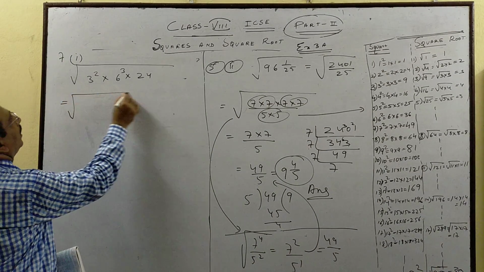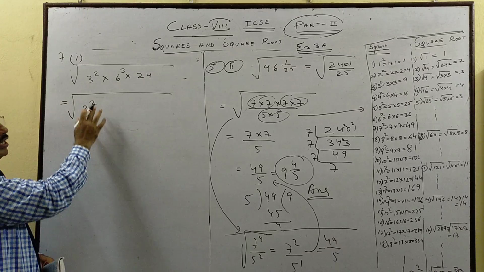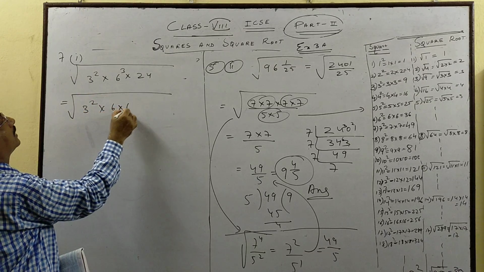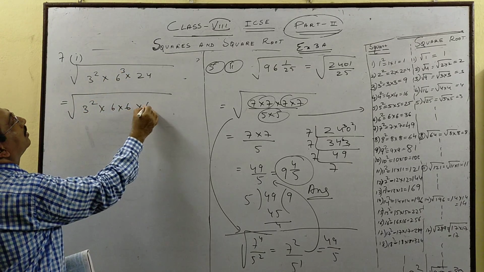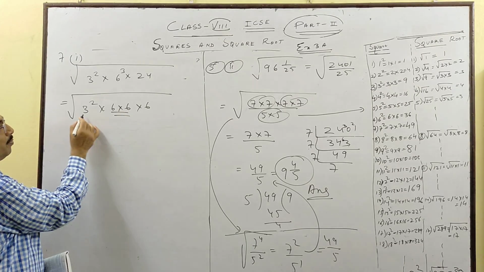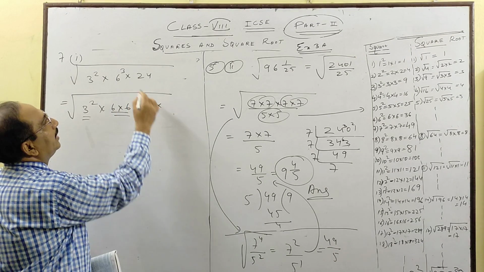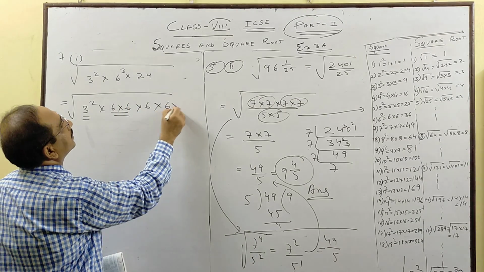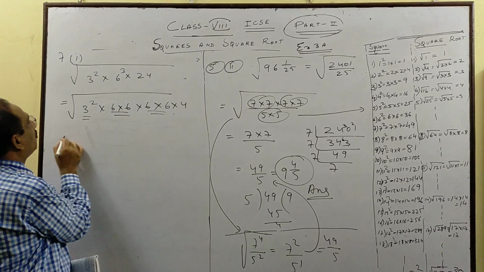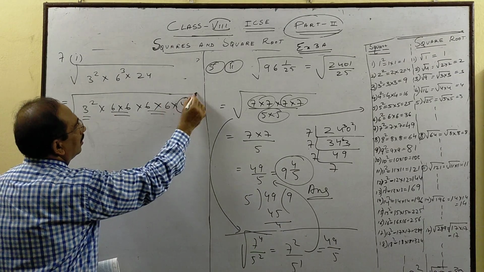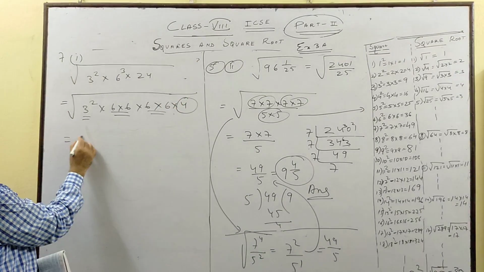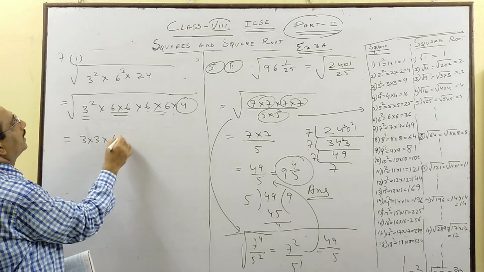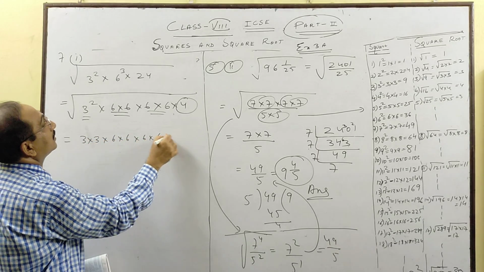So same here. Let us try to pair. This square means a pair, 3 into 3. This 6 to the power 3 means 3 sixes. So this I will do pairing. This is paired. And here 24, children, I will write 6 into 4. So this is another pair. Then you will say, why is 4 not paired? What we do? 6 into 6 into 6 into 6.